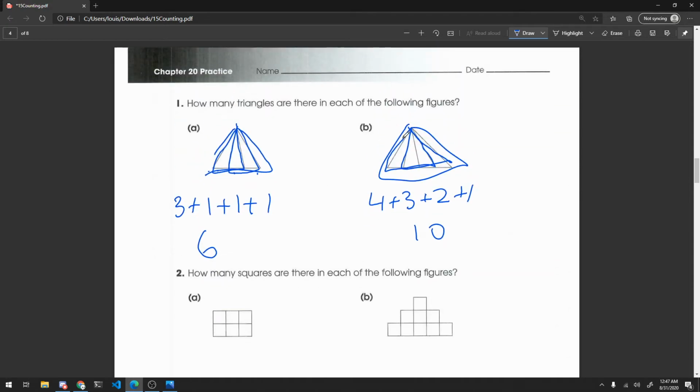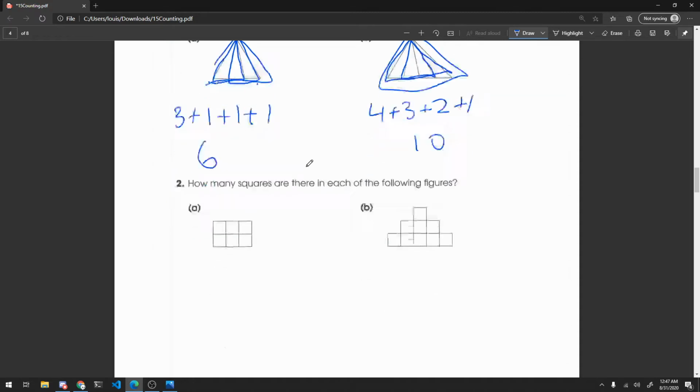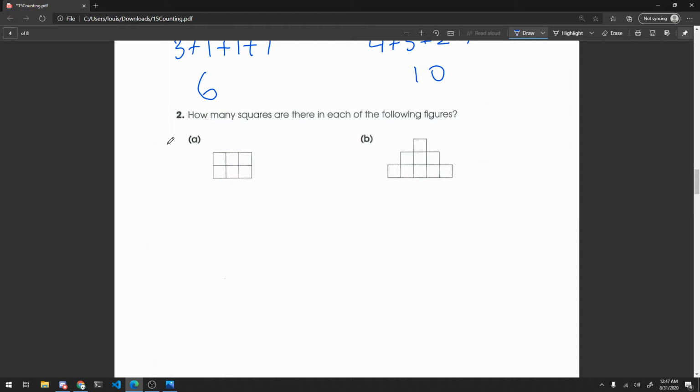So if it's about triangles and it looks like this, it shouldn't be too hard. Just find and count every triangle that you can see. On the other side, counting squares like this might be a little more tricky. So how many squares are in the following figures? So an easy way we can do this is by counting systematically.